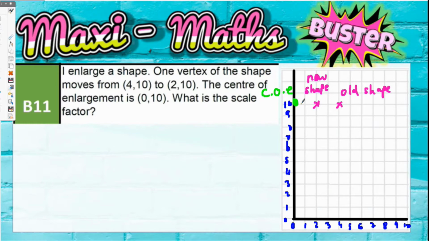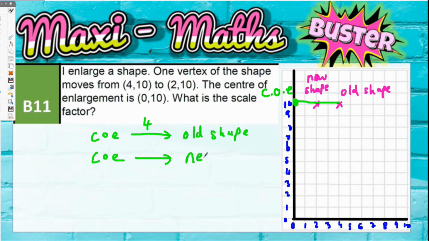And what we can see is that the distance from the center of enlargement to the old shape is 4. So COE to the old shape, that's a distance of 4 squares. And the center of enlargement to the same corner on the new shape, we know it's the same corner because we got told that the corner moved, is only 2 squares. So it's this distance of 4 squares compared with this distance in orange of 2 squares.